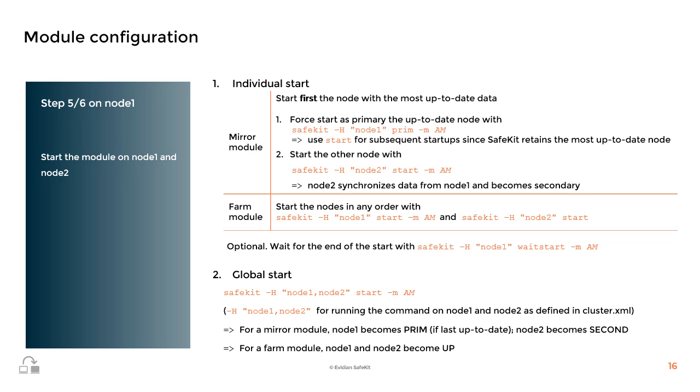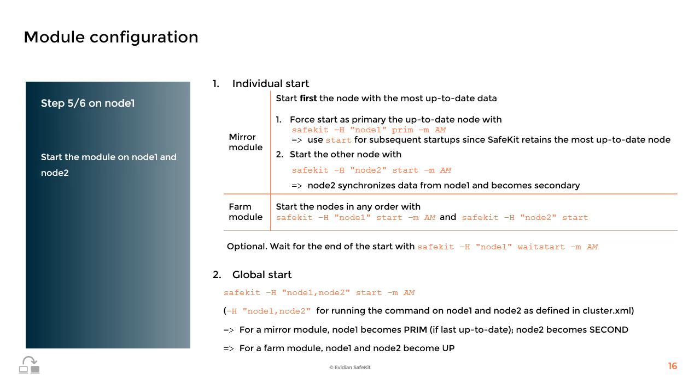Option 1 is an individual start where you can start the module on each node individually. For a mirror module, start first the node with the most up-to-date data with the safekit prim command. In this example, Node 1 is supposed to be this node. For subsequent startups, use the safekit start command since safekit retains the most up-to-date node. Then start the module on Node 2 with the safekit start command. Node 2 will synchronize data from Node 1 and become secondary.